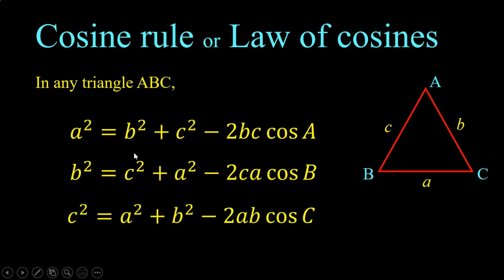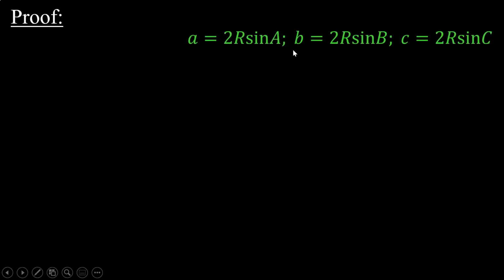Now we'll prove the first result. The other two results can be proved in a similar manner. For the proof of this, we'll start with sine rule, which we have seen in the last video. a by sin A is equal to b by sin B is equal to c by sin C is equal to 2R. We can also write this in a slightly different way, bringing the denominator terms to the RHS. a is equal to 2R sin A, b is equal to 2R sin B, c is equal to 2R sin C.